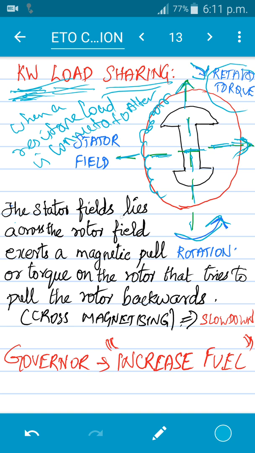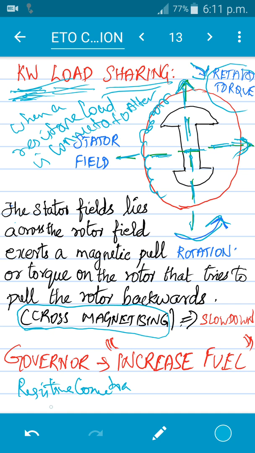Let's see the definition. The stator field lies across the rotor field. See, the rotor field is like this. The rotor field is in the up direction. The cross field exerts a magnetic pull or torque on the rotor that tries to pull the rotor backwards. See, now we can compare easily. This is called cross magnetization.